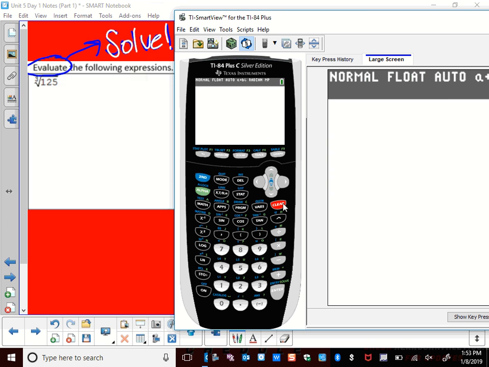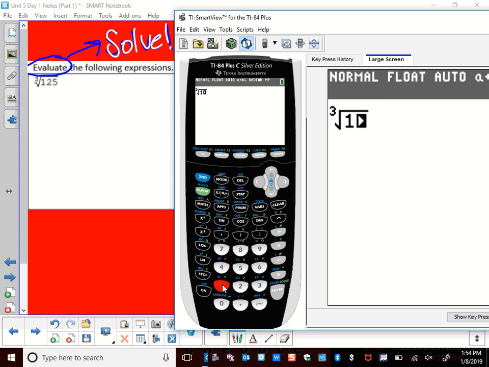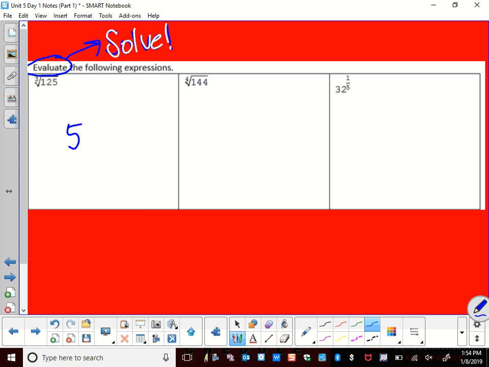All right, let's take a look at this. I have the cube root of 125. So for a cube root, I'm going to hit math. I'm going to go down to number 4. It's my cube root. And type in 125. What do you guys get? You should get 5. Did anyone not get 5?